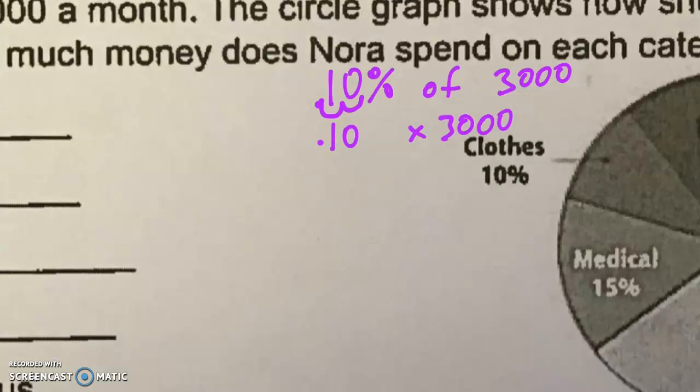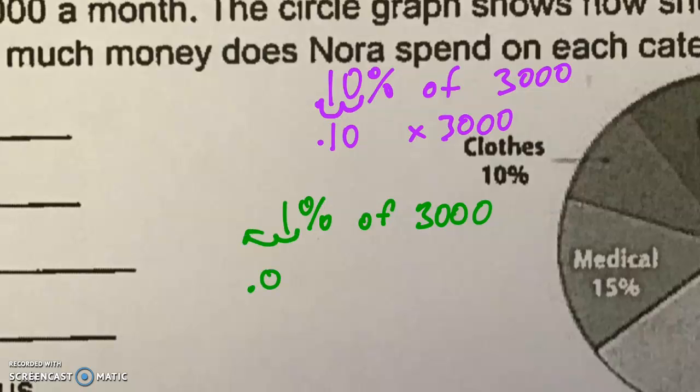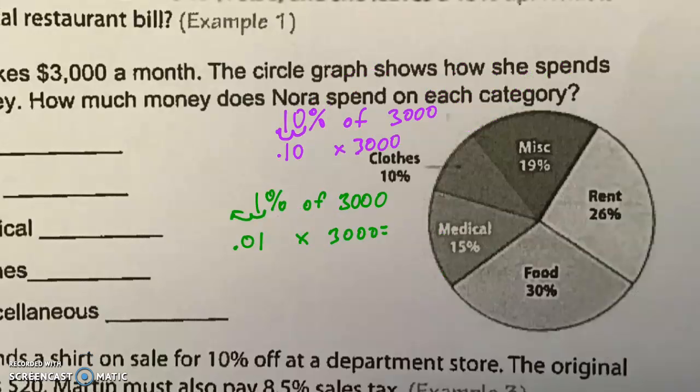let me do that in a different color. 1% of 3,000, turn that into a decimal. So it would be decimal 01 of 3,000 equals what? So if you found out what 1% is, couldn't you take that and then just multiply it by 10, multiply it by 19, multiply it by 26, multiply it by 30, multiply it by 15? I think that's a real possibility right there.